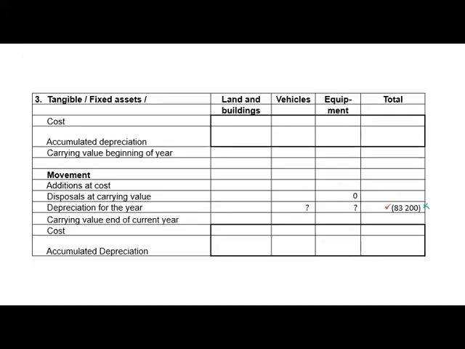Now, if I was to go back, note that cost of equipment at the beginning of the year was 1 million, accumulated depreciation was 100,000, meaning that for equipment, we had 900,000 at the beginning of the year.